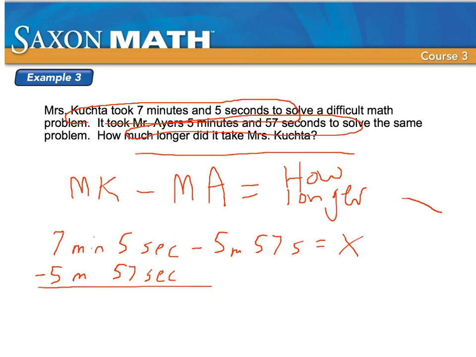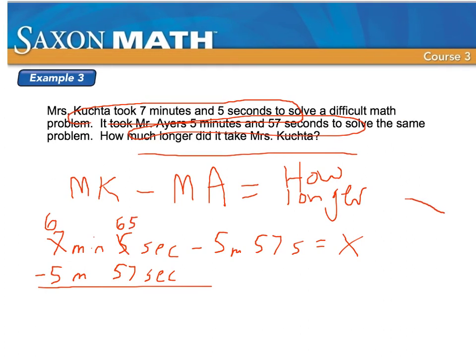Now this is like regular subtraction. I can't take 57 seconds away from 5 seconds because it's too many. So I've got to borrow and make this 6. But now here's the kicker. I'm borrowing 1 minute. How many seconds is 1 minute? I'm borrowing 60 seconds. So now instead of 5 seconds, I have 65 seconds, because I have the 1 minute I borrowed plus 5 seconds. Now we can subtract these. 65 minus 57 is 8 seconds, and 6 minus 5 is 1.